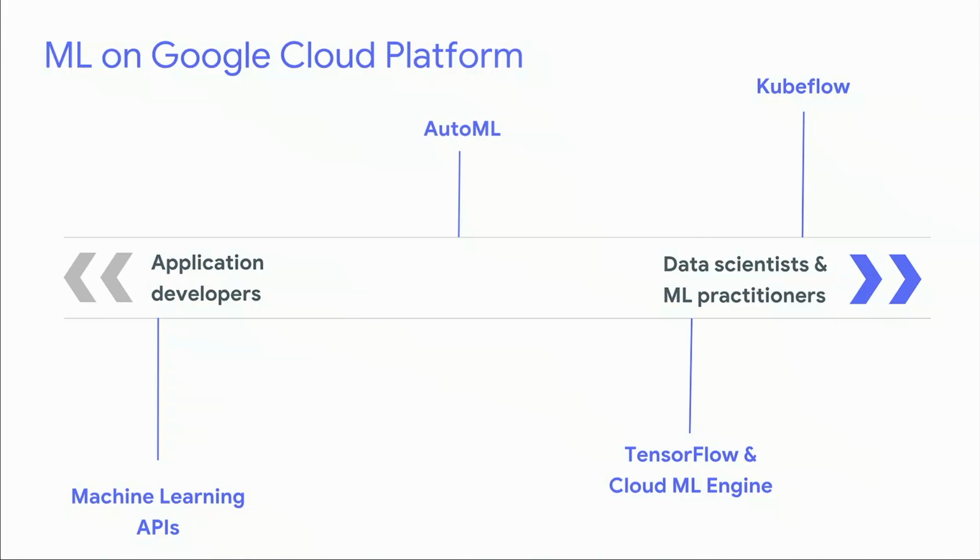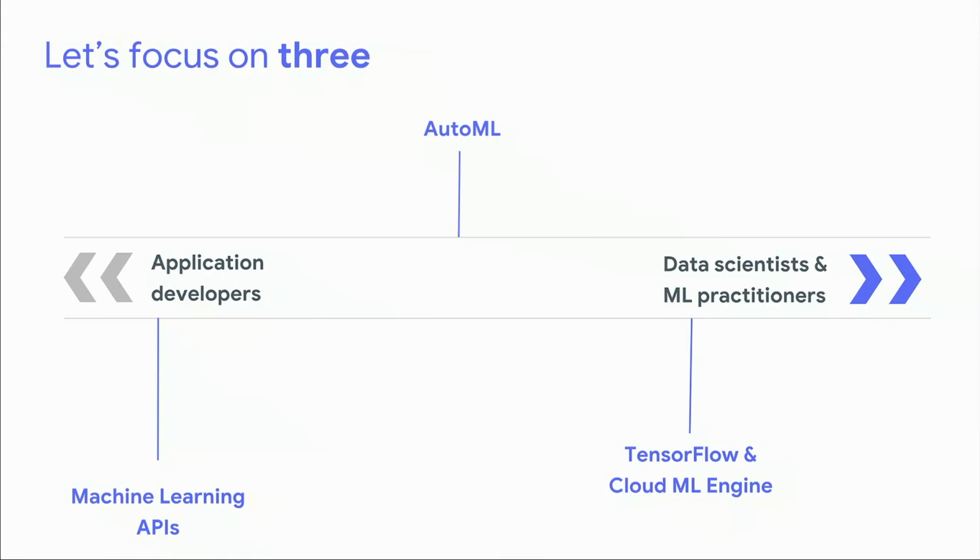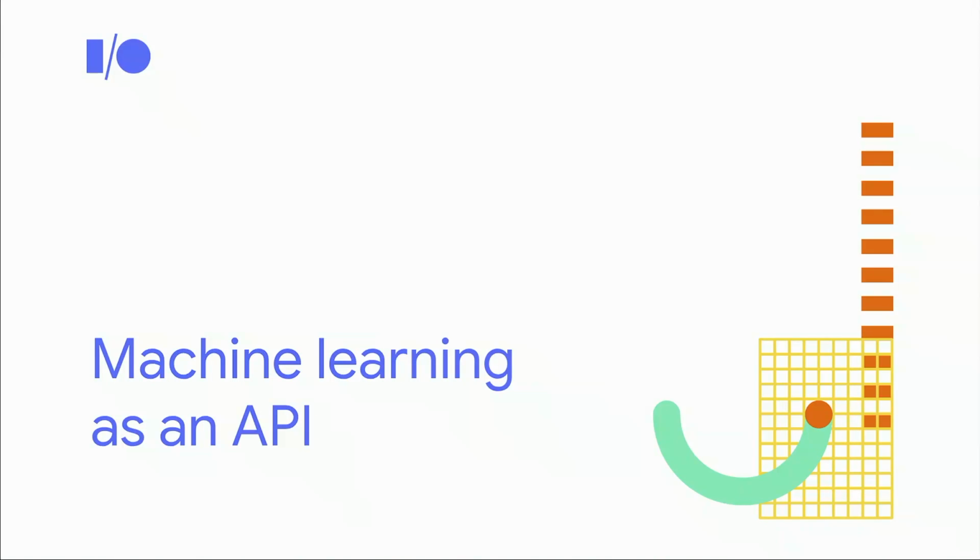Then a couple of months ago, we announced an open source project called kubeflow. This lets you run your machine learning workloads on Kubernetes. And then finally, our most do-it-yourself solution is, let's say you have a machine learning framework other than TensorFlow and you want to run it on GCP. You can do this using Google Compute Engine or Google Kubernetes Engine. But we don't have tons of time today, so we're going to focus just on 3 of these. And let's dive right in, starting with machine learning as an API.